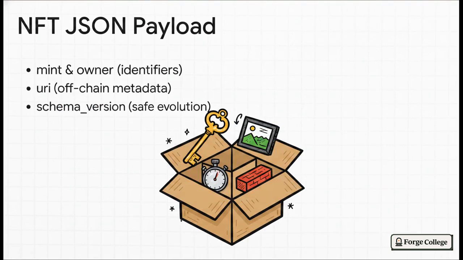When that GET request comes back, it delivers this perfectly structured JSON payload. It's got the mint and owner, which are our canonical base58 identifiers. It includes the URI for off-chain metadata, but I want you to pay special attention to these last two items here: on-chain slot and schema version.